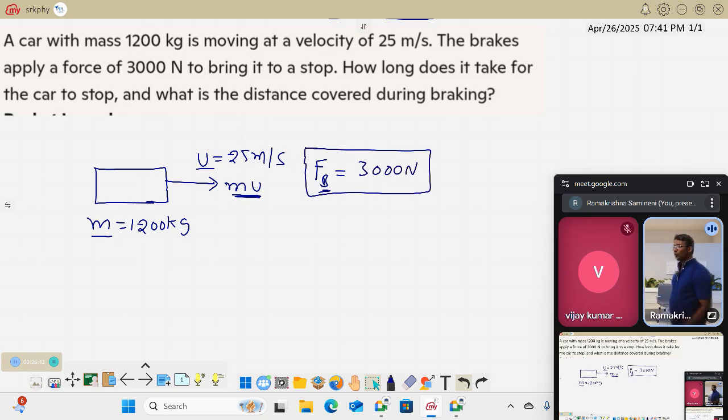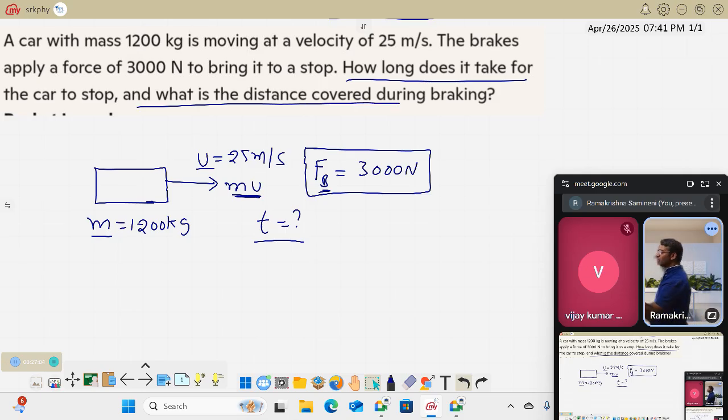If you apply that, what happens? It will stop. But the vehicle will not stop immediately because it is already moving. When you apply the brake, after moving a certain distance, it will stop. So the question is, how long does it take? How long means time. How much time will it take to stop? And what is the distance covered during that, x equal to how much? These are the two questions they're asking.